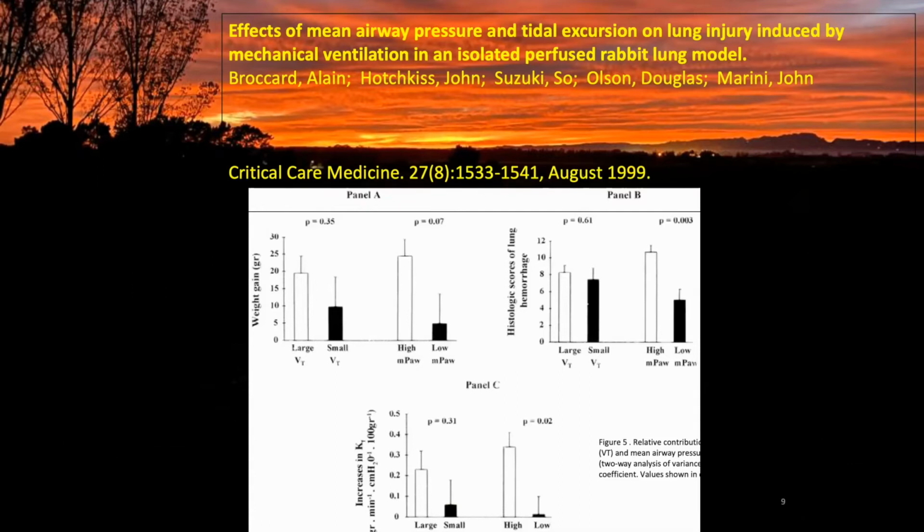And I was going to talk just briefly at the end about what data there is about the mean airway pressure and harm. So this is a paper from some time ago, 99, by John Marini's group. They looked at a rabbit model, and they damaged it by ventilating, looking at weight gain, histological scores of hemorrhage and increases in potassium, I think. And they used large and small tidal volumes, where you can see over here there wasn't much change, but when they used high mean airway pressures and low mean airway pressures, there was a large histological score and a large change in the weight gain of those models. So they're suggesting that the mean airway pressure may be as important as the tidal volume in causing harm.